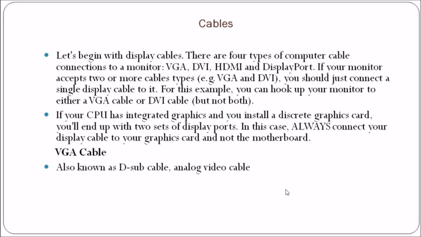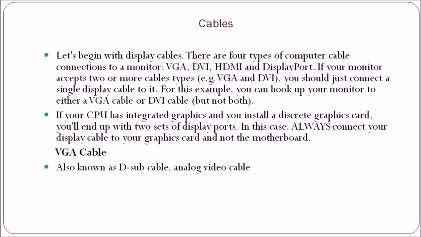Let's begin with display cables. There are four types of computer cable connections to a monitor: VGA, DVI, HDMI, and DisplayPort. If your monitor accepts two or more cable types, that is VGA and DVI, you should just connect a single display cable to it. If your CPU has integrated graphics and you install a discrete graphics card, you will end up with two sets of display ports. In this case, always connect your display cable to your graphics card and not the motherboard.